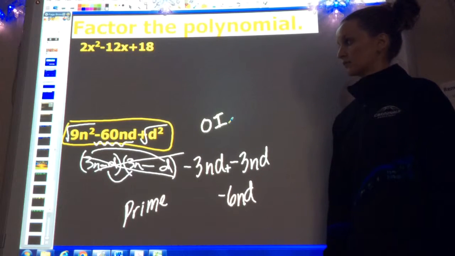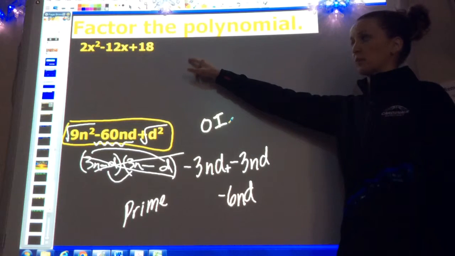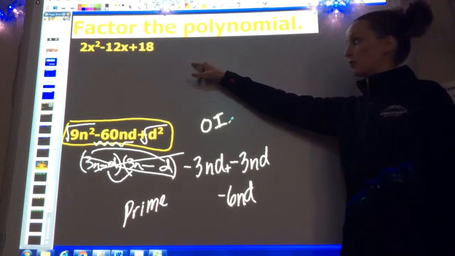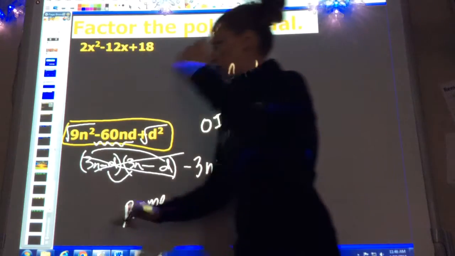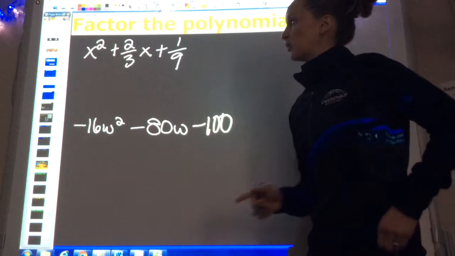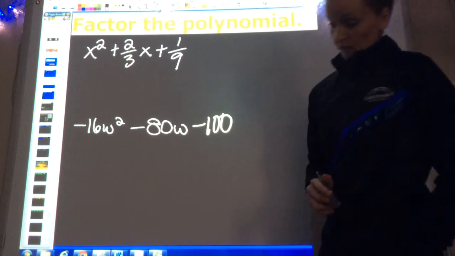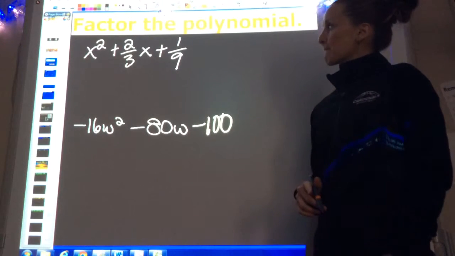Like this one, would this one be prime if the middle term didn't check out? No, because what can you take out of all of them? 2 for sure, okay? And then you just finish it out. Now, everyone please write down this top one. We'll do this top one together. It seems harder than what it looks like, promise.